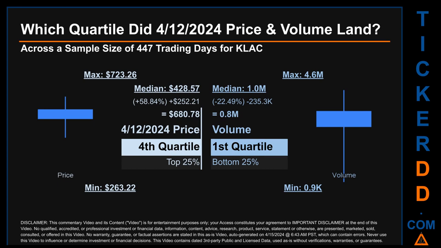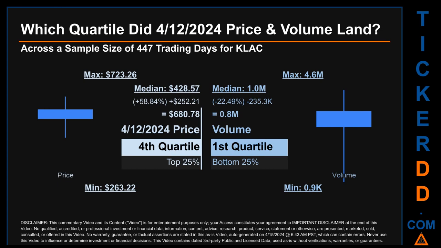Which quartile did the 12th of April 2024 price and volume land? Across a sample size of 447 trading days, the maximum end-of-day price for KLAC was $723.26, while the minimum was $263.22. Within that price range, the 12th of April 2024 price, of $680.78, landed within the fourth quartile, meaning that it was within the top 25% of all sampled end-of-day prices.